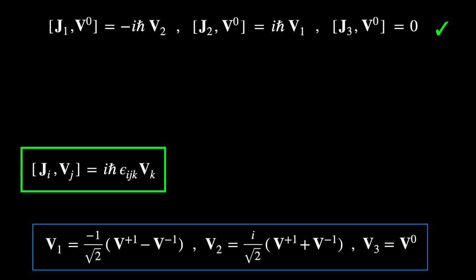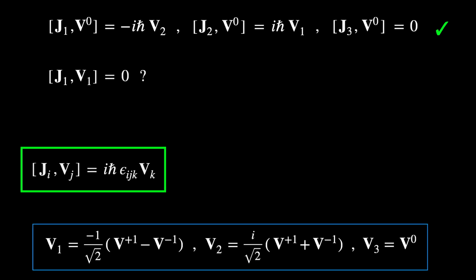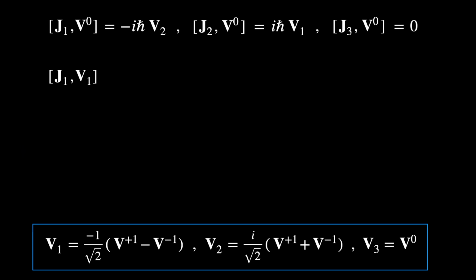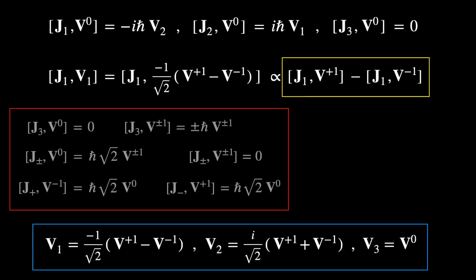For example, the commutator between J1 and V1 must be equal to 0, according to the green box. Is this true for the blue box? Let's substitute the expression for V1 in terms of the spherical components. Since we are expecting this to be 0, let's just look at the proportional expression. Again, the spherical commutation relations will allow us to solve these commutators.